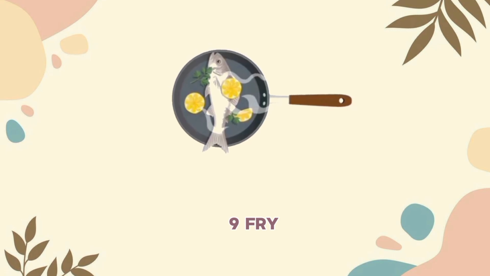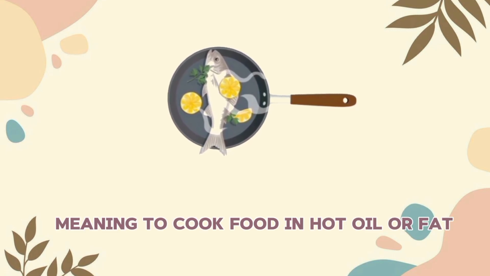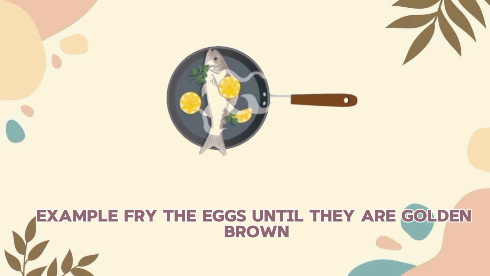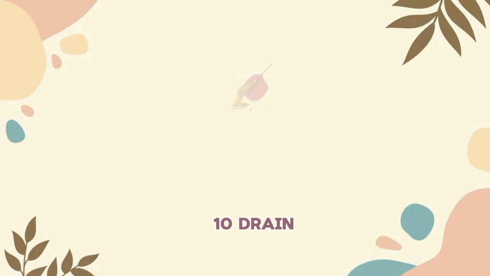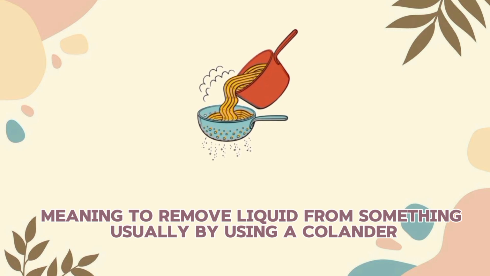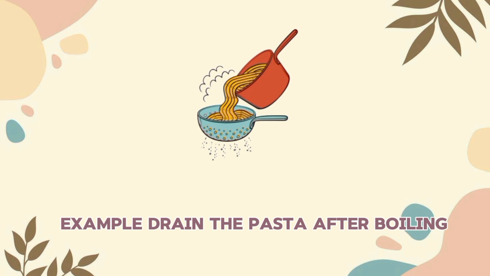9. Fry, meaning to cook food in hot oil or fat. Example: fry the eggs until they are golden brown. 10. Drain, meaning to remove liquid from something, usually by using a colander. Example: drain the pasta after boiling.